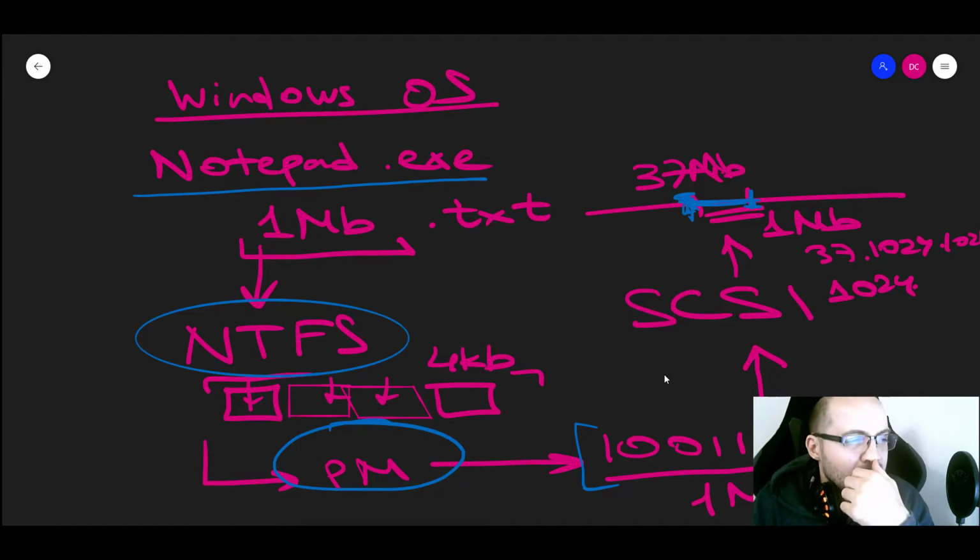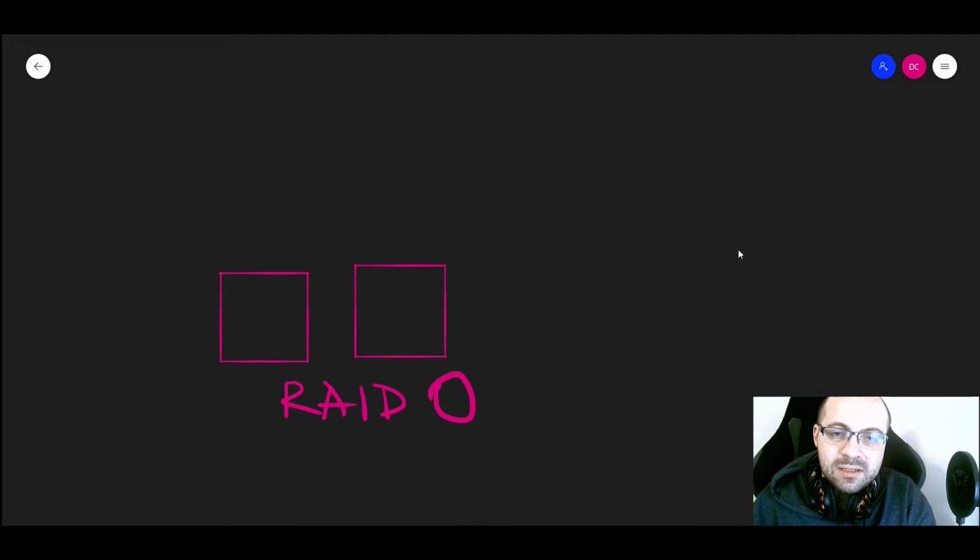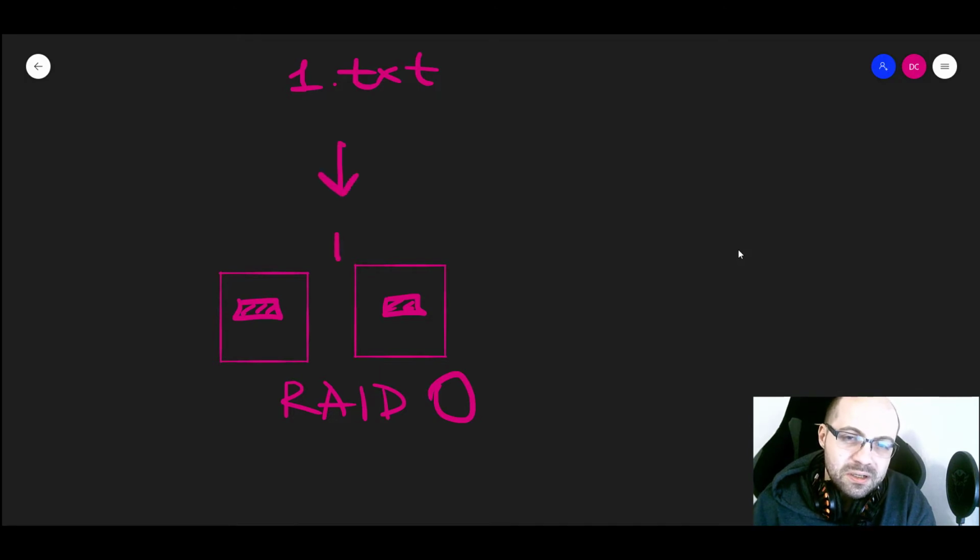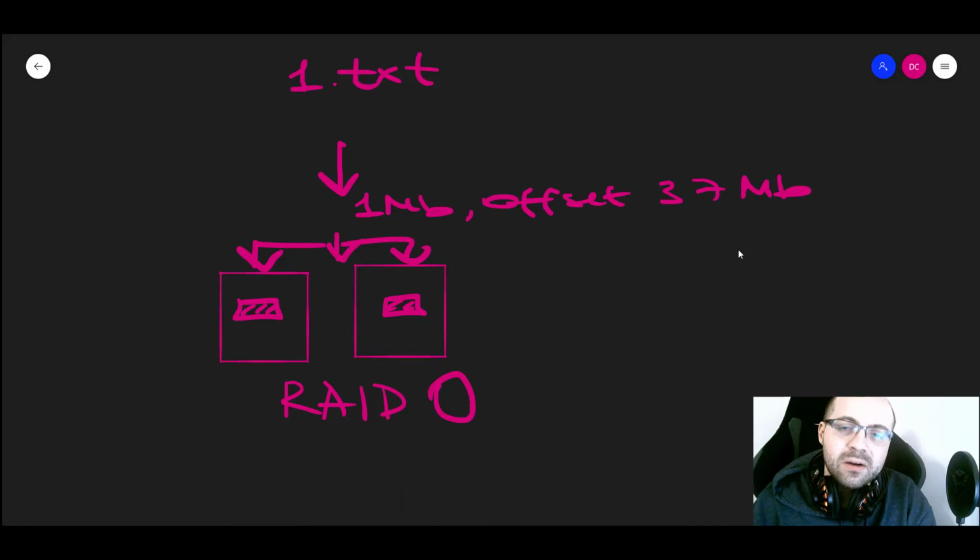And now, if we are talking about, let's say, a more complex setup, when there is a RAID, so let's say you have a RAID of 2 disks and it is RAID 0, right? And you would like to write a file. So once you write this 1.txt file, it would technically be saved on 2 places. In terms of SCSI, it would still come here and say write 1 megabyte at offset 37 megabytes, and the actual RAID would be handled by the RAID controller.